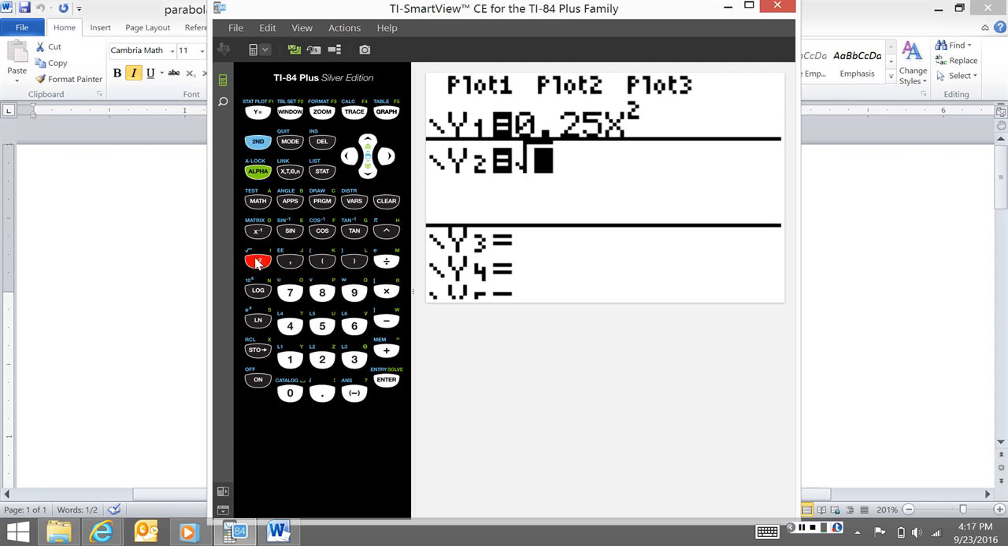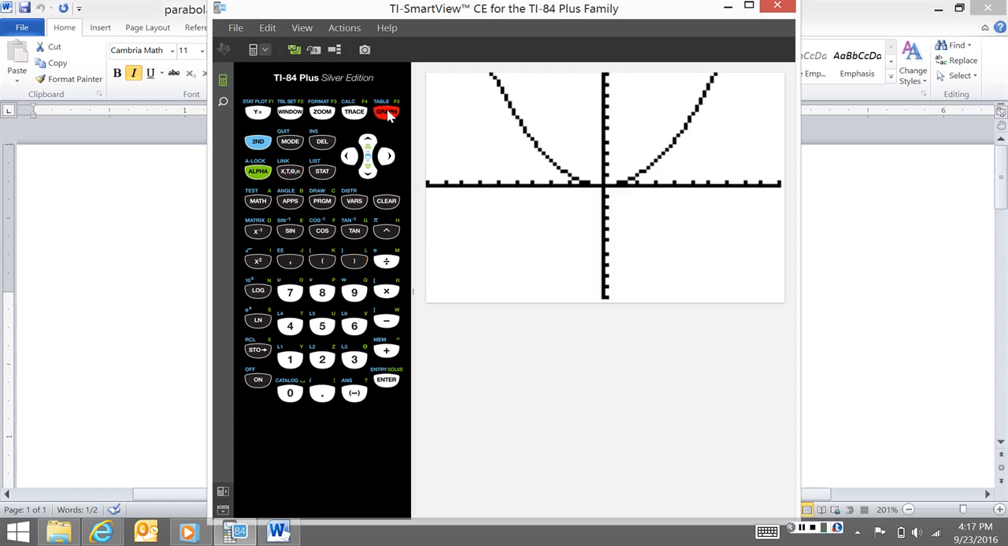Okay. And I have 1/21 x. Okay. And I'm going to graph it. And you can see I have my graph right here.